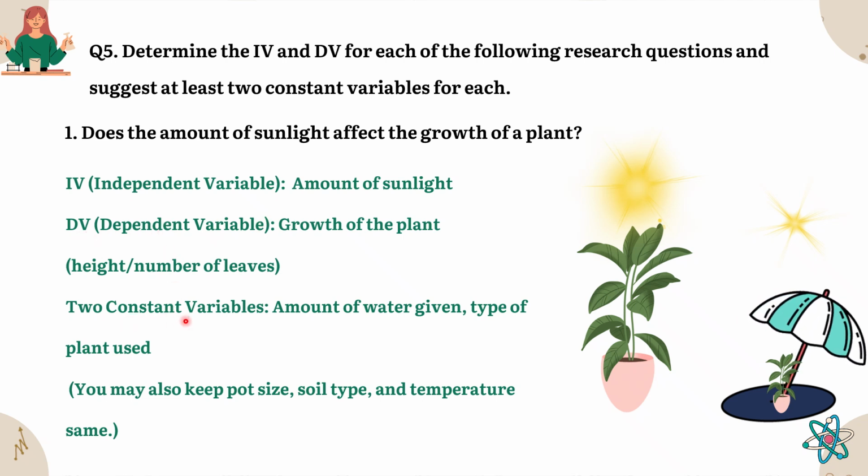Now, what are the control variables? Whatever factors you are keeping the same in this particular experiment are called the control variables or the constant variables. Here we will be keeping the same amount of water and type of plant used. Also we can keep the pot size, soil type that we are using, and also the temperature. These are the conditions that we can keep the same when we are carrying out this experimentation. This is how you will be able to use the trick that we have learned in the previous session and apply it to such questions to determine the independent variable, dependent variable, and controlled variable.